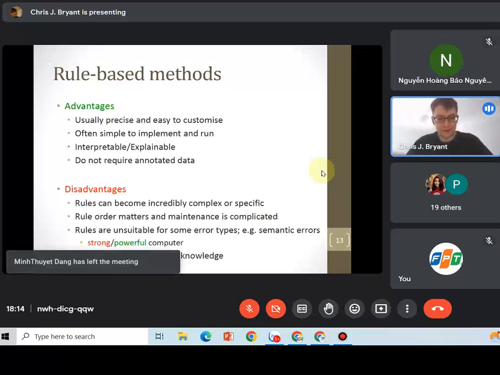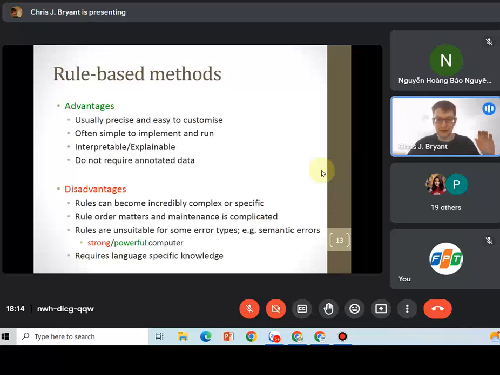And in the rule-based method, you can either do one or the other. It just means every time it comes across a subject-verb agreement mismatch, it'll either always change the noun or always change the verb. And in some cases, we might want to do one and the other, but rules make that very difficult to do. It's also the case that rules are unsuitable for some error types, particularly semantic errors. So it's very difficult to think of a rule that would change something like a strong computer to a powerful computer without listing out a rule for every possible word. And that's just unrealistic.